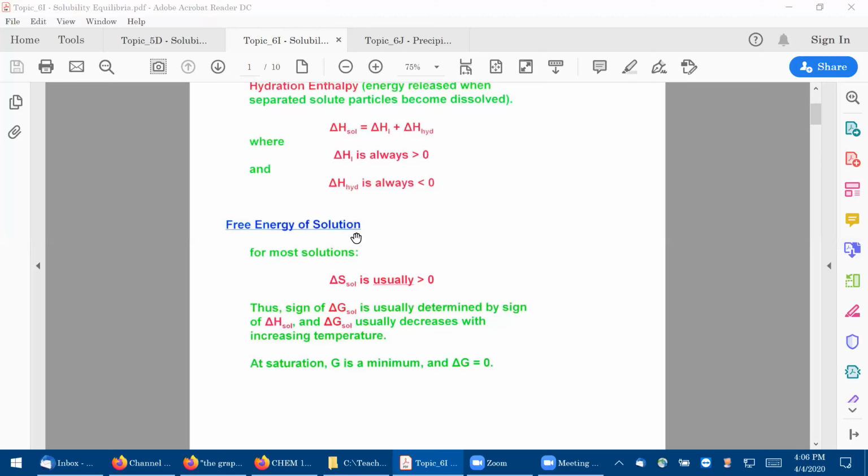So because of those two effects, the enthalpy and the entropy effect, the sign of the delta G of solution is usually determined then by the sign of the delta H. If the overall delta H of solution is negative, then delta G will almost always be negative as well. And if it's positive, then delta G of solution will almost always be positive. Now, at saturation, as we talked about earlier for equilibria in general, the Gibbs energy has reached a minimum and the delta G is zero.